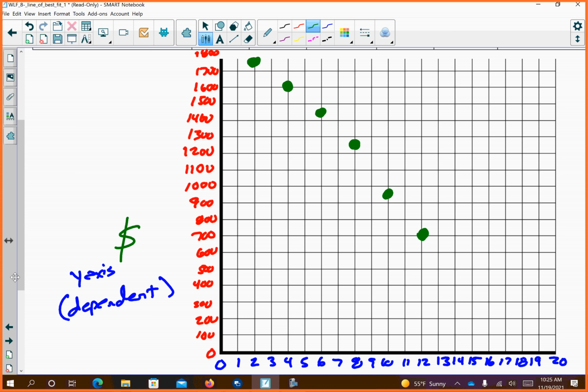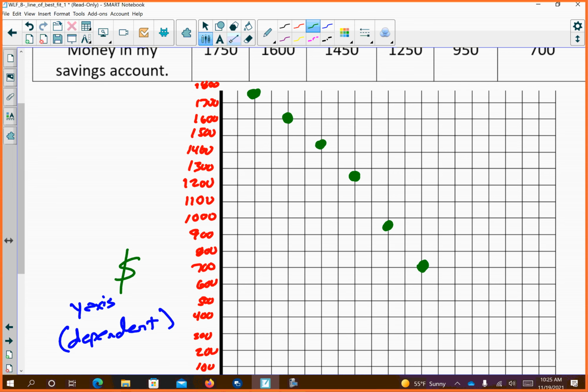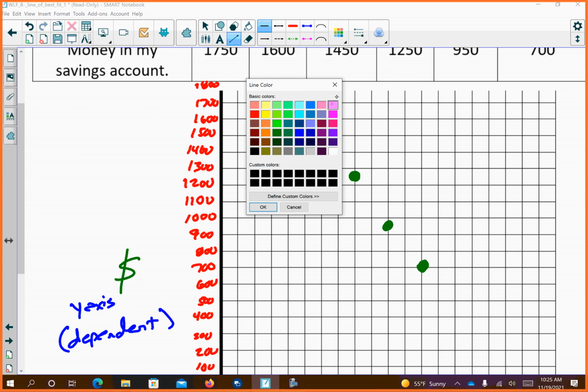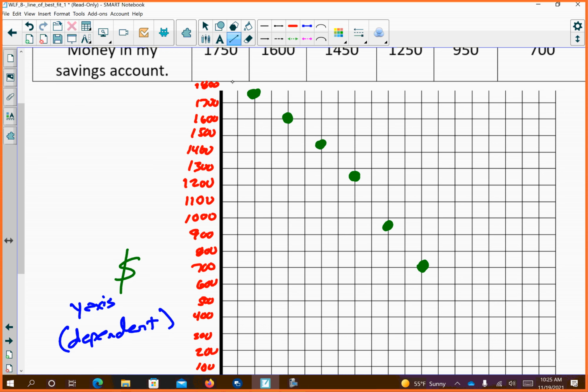It looks like it's forming a straight line. So if we kind of estimate a line of best fit, and again, don't connect the dots. Line of best fit just kind of will go through. I'm going to try and start. Let's see. Ooh, I'm going to pick a fun color. I like this pink. I'm going to go with that pink. So I'm kind of going to try and draw the best I can. I might have to adjust this a little bit.